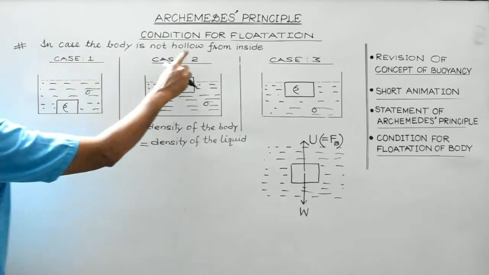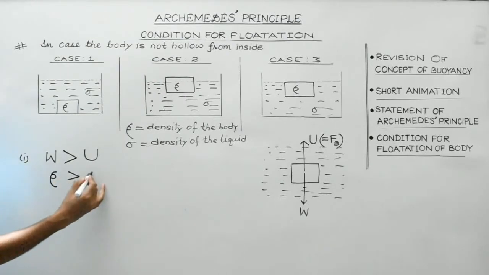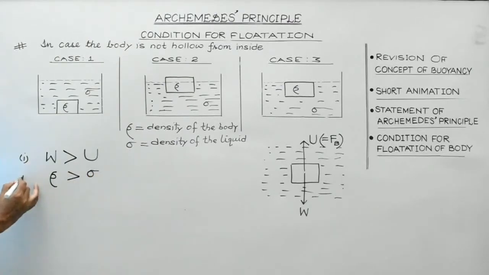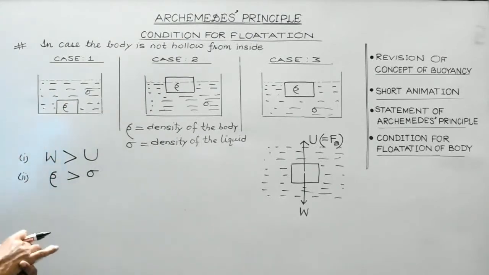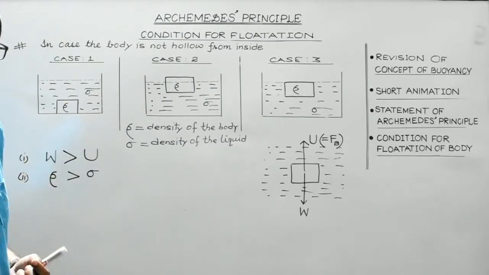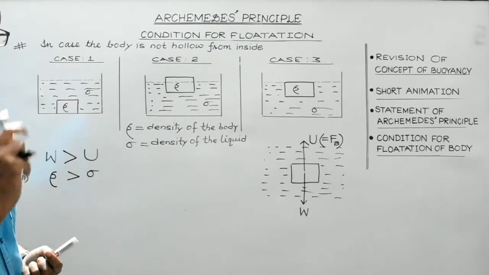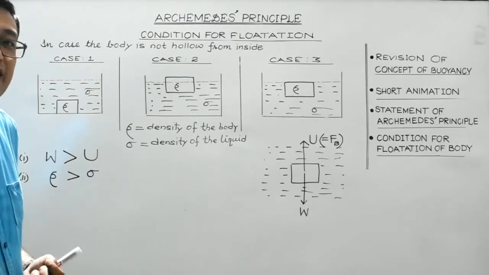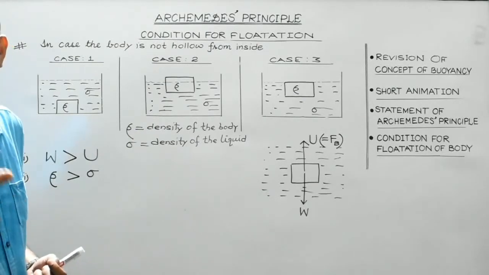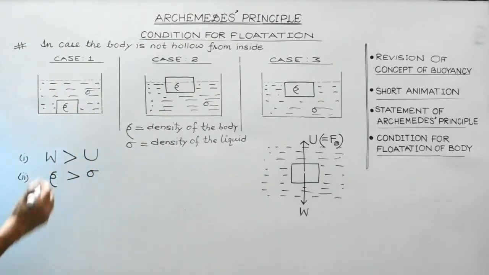And in case, as I told you, if the body is not hollow from inside, then the density of the solid must be greater than the density of the liquid. So this situation is possible only when W is greater than U, the weight of the body is greater than the buoyant force. And in such a case, if the body is not hollow from inside, then the density of the material of the body is found to be greater than the density of the liquid. Right? It is the case of an iron nail.